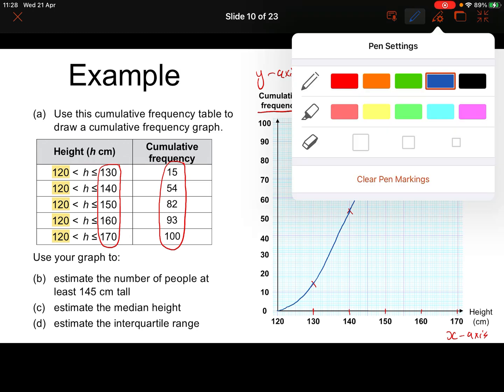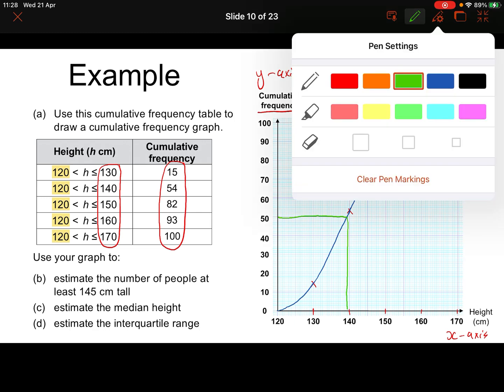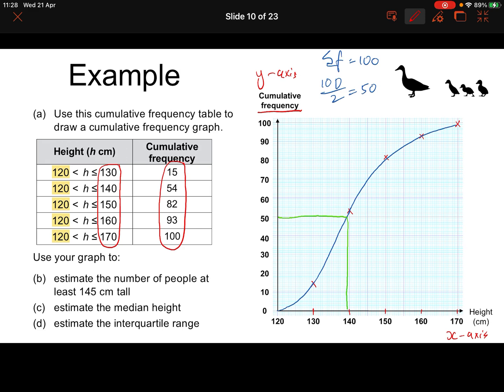So now I go to my graph and I must draw in the lines. If you don't draw in the lines, you will lose marks. So I go to 50, go to the curve, and then read down and read off the curve. If I read that as accurately as I can, I think the median height is 139.5 centimetres. That is where that green line is cutting the x-axis.